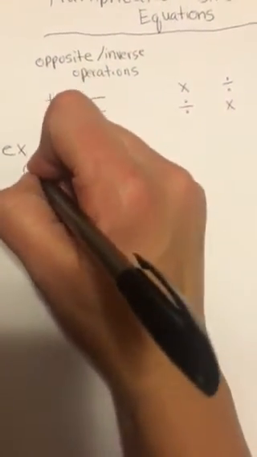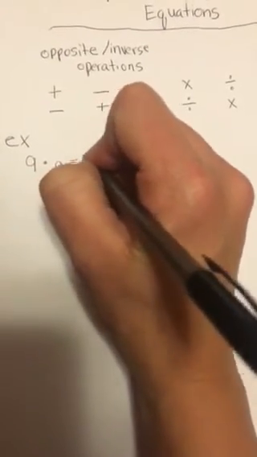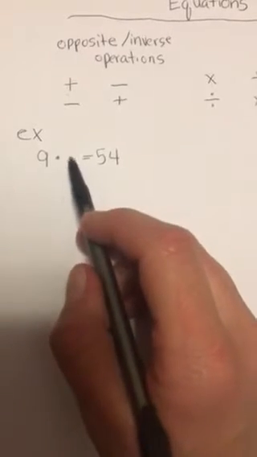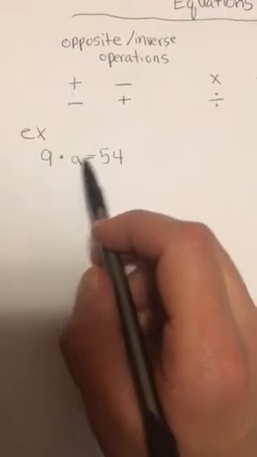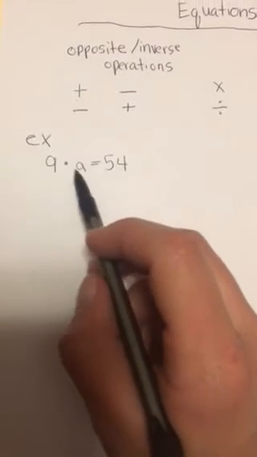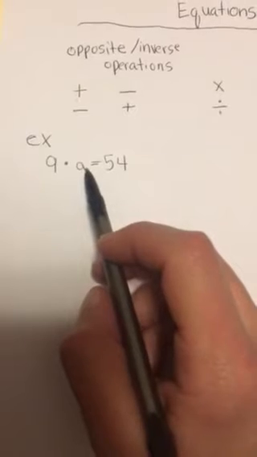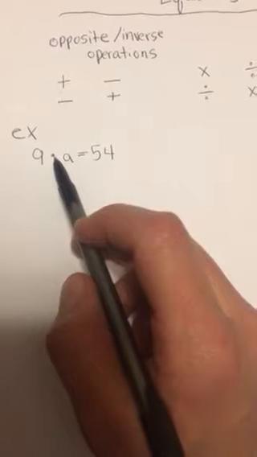Let's do example 1. Let's say I have 9 times A equals 54. Now remember, 9 times A, which is our variable, equals 54. This is an equation. We have an equal sign. So we want to keep the equation balanced. This side should always equal this side, okay? But we want to solve for A, which is our variable, could be X. Now remember that little dot means multiplication.